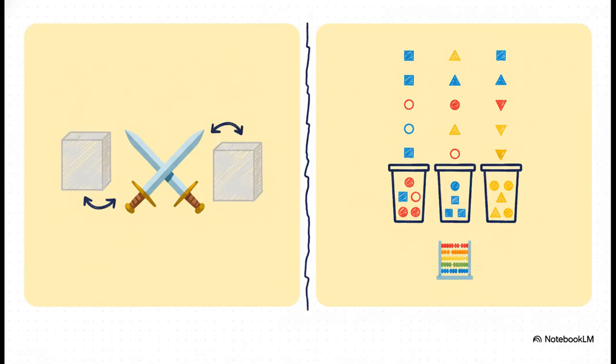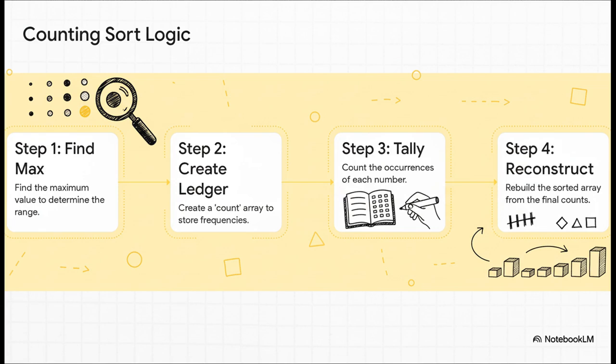Okay, this is the most important thing to understand. Selection, bubble, and insertion sort all work by comparing two elements. Is A bigger than B? Should we swap them? The accountant doesn't care about any of that. It never, and I mean never, compares two numbers from the original list against each other. Instead, it just counts how many of each number it has. Think of it exactly like taking inventory.